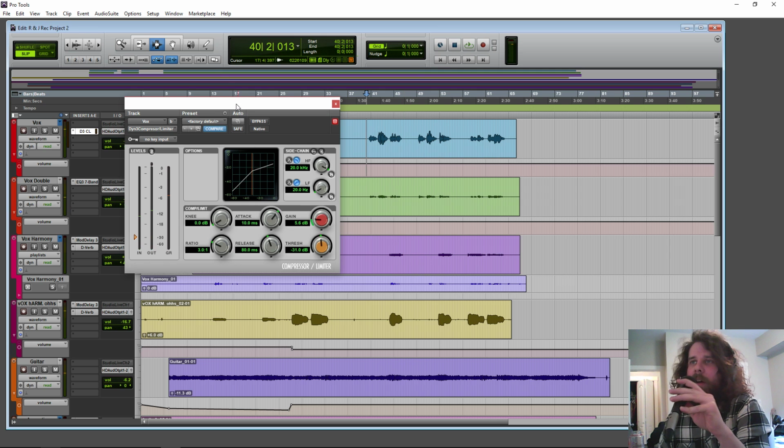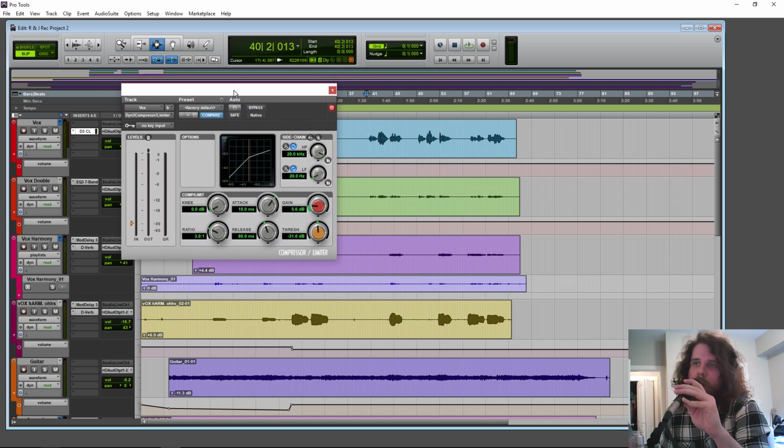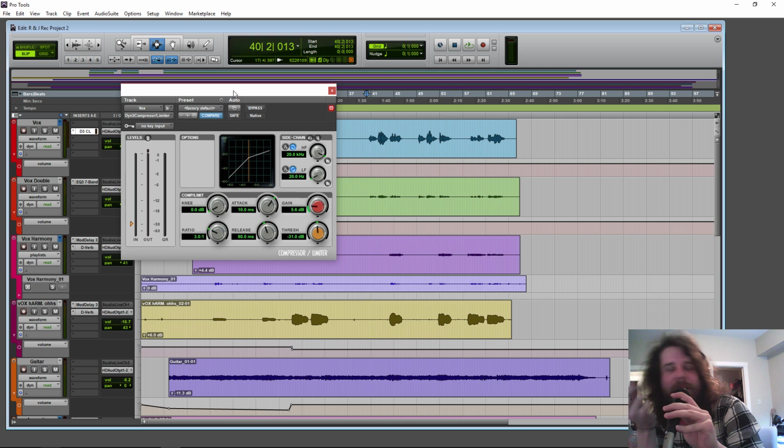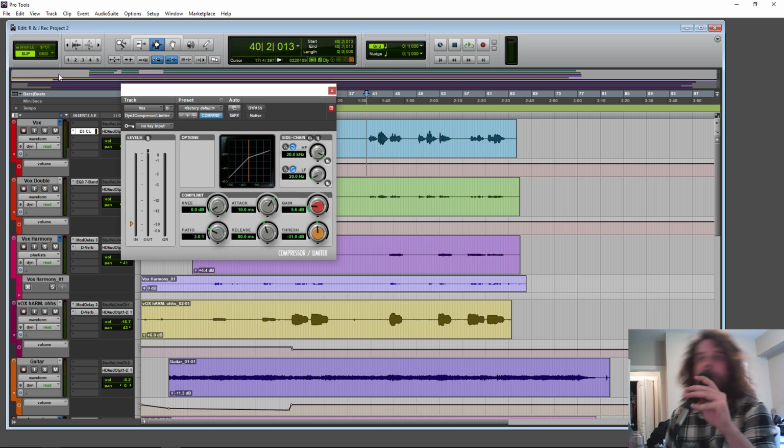Excellent. Now you know how to use a compressor for 90% of the work you're going to do. Let's say that it's just not quite doing what you want it to do. That's why we have knobs for compressors. Let's go one by one and talk about them.